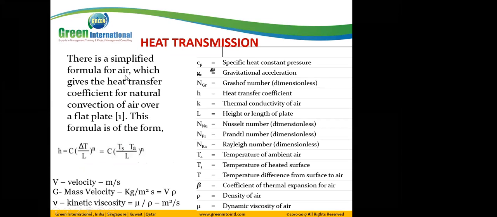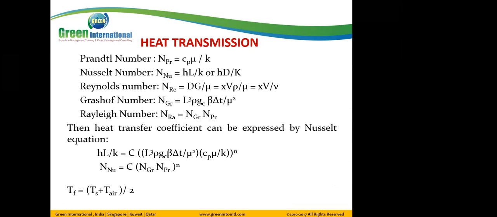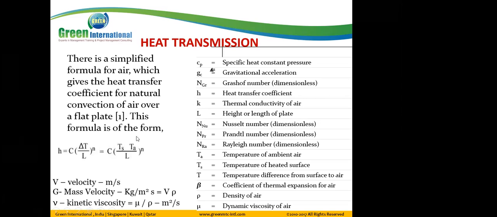And simply, if it is natural convection for air and a flat plate, then the simple formula for the heat transfer coefficient is h equals C into delta T by L to the power of n. The C and n are constants. Delta T is the temperature difference, which is nothing but surface temperature minus air temperature. L is the distance traveled. So they have derived this for simple natural convection on a flat plate. If the question talks about natural convection on a flat plate, you can calculate h from this formula. It is derived through a lot of substitution, and you can prove it, but that is not important for us. We only need to remember it to answer the MCQ: h equals C into delta T divided by L to the power of n.